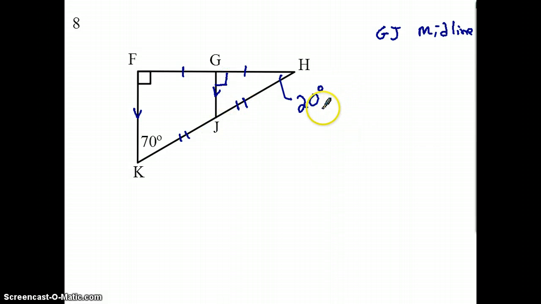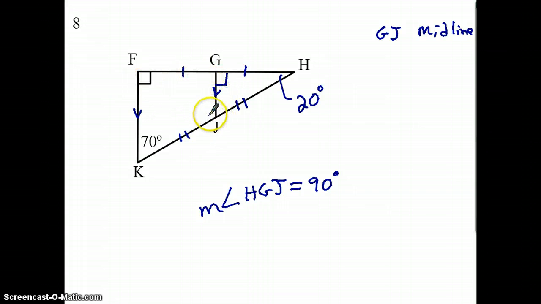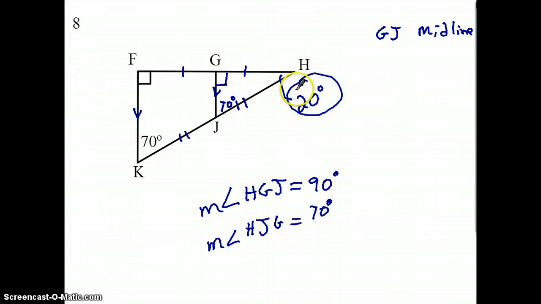So one of the things we need to find, what's the measure of HGJ? Well, the measure of the angle HGJ has to equal 90 degrees because it's a corresponding angle to a right angle, so it's also right. Well, we also want to find the angle of HJG. So the measure of angle HJG, that is a corresponding angle to the 70-degree angle, so that's also 70 degrees. And then the final thing we want to find is the measure of angle H, which we already found right at the beginning to be 20 degrees.